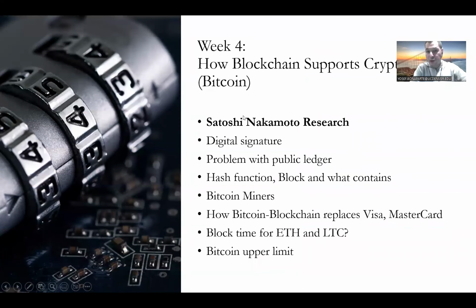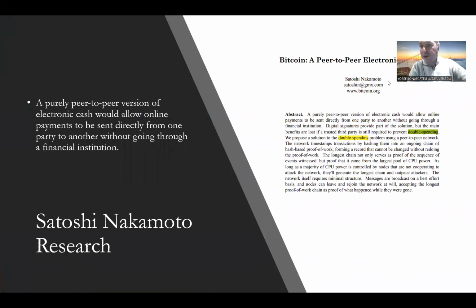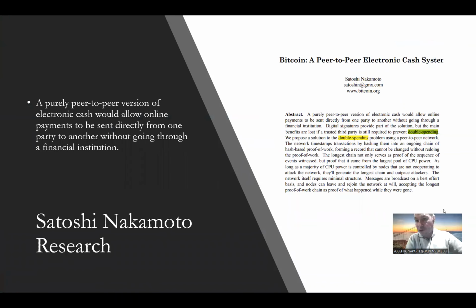As we said, this week we're going to focus on Satoshi Nakamoto's research. You will have a copy of the paper, which I downloaded. Digital signature, public ledger, we talked about all of those, but how all of this works together, we're going to watch a video. Bitcoin's upper limit, how Bitcoin blockchain could replace Visa, all that stuff. So, the paper by Satoshi Nakamoto, and here is his or her email.